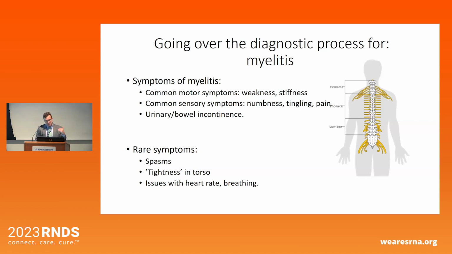If we see multiple of those signs lining up together, a spinal cord injury starts to pop up on our list. Things like spasms, a sensation of tightness in the torso, and sometimes even issues with heart rate or breathing, especially in certain causes of myelitis, may also occur. So these are just some of the things that doctors are looking for as they do the history and exam to guide whether we're in the spinal cord and we need to be looking at a spinal cord process.